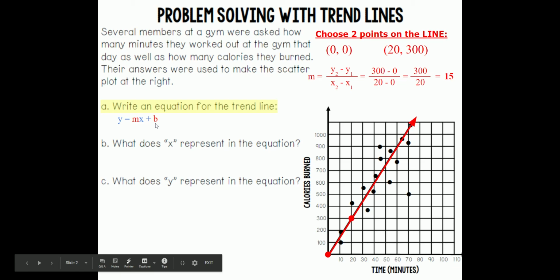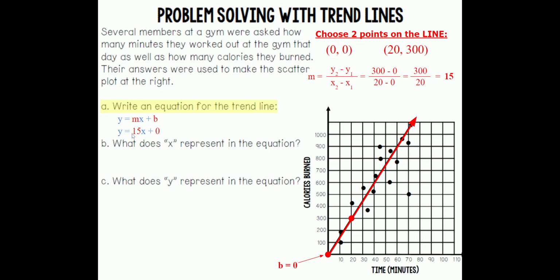So we still need to find our y-intercept, which is where this line touches the y-axis, and it touches at 0, 0. So our y-intercept is 0. So this is our equation. y equals 15x, slope gets replaced by 15. Y-intercept gets replaced by 0. But we can simplify this further because we really don't have to write plus 0. So our equation should be y equals 15x.